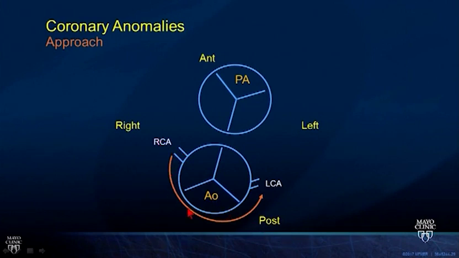So going from the RCA posteriorly. You can also have it coming off the left cusp going posteriorly as well. But then you can also have the inter-arterial course, and these are the ones that are more concerning and can be associated with sudden death.